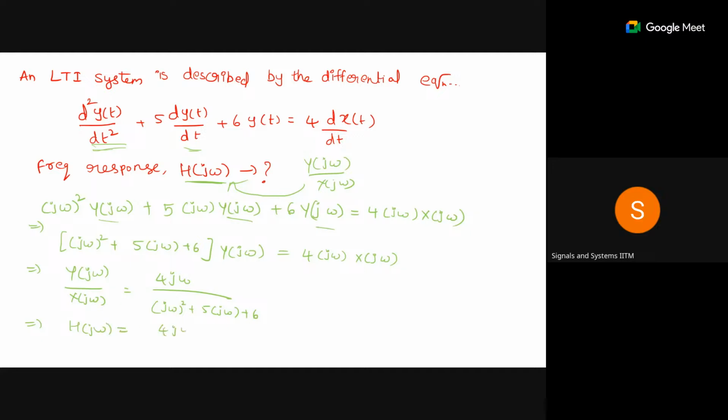Here we can factorize it, right? What is the factorization of this? If you take j omega as x or something, it is j omega plus 3 into j omega plus 2. Correct, good. So this is the frequency response. Then how can we find the impulse response?